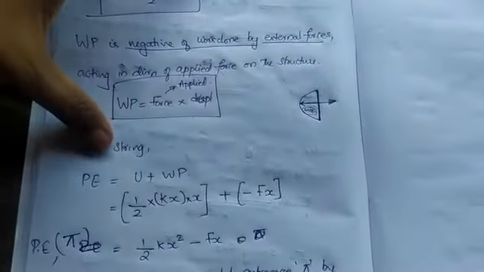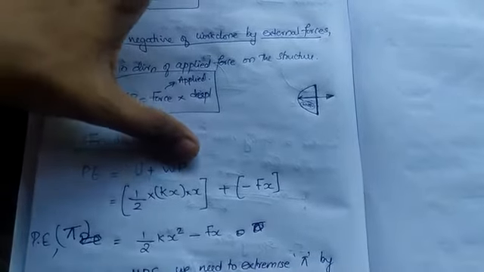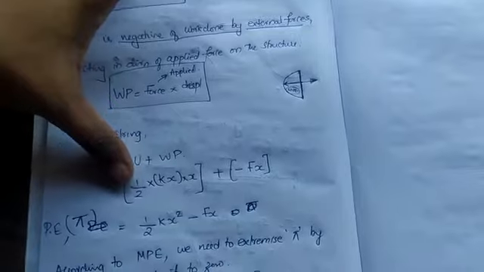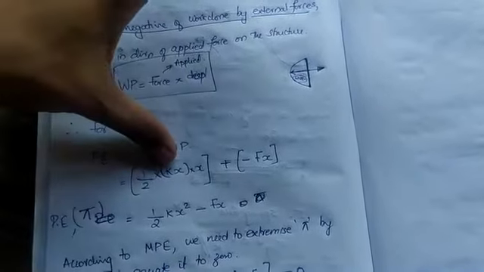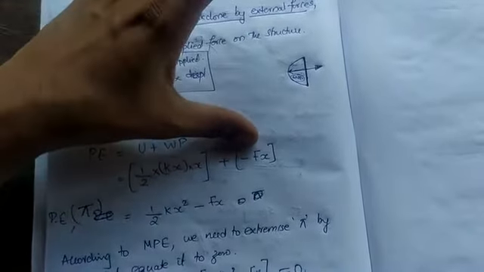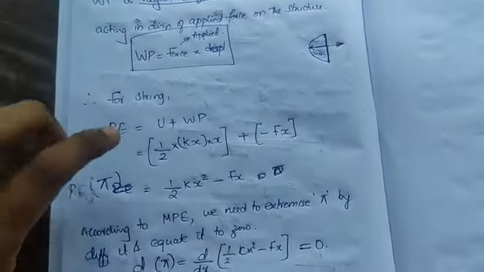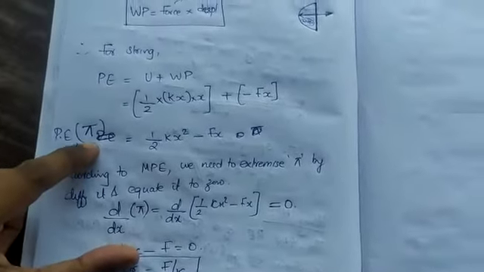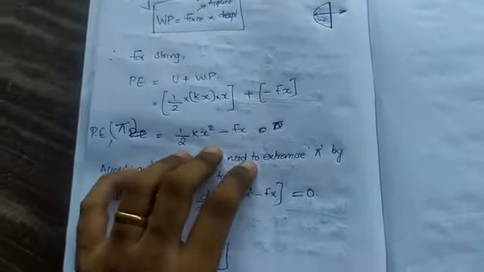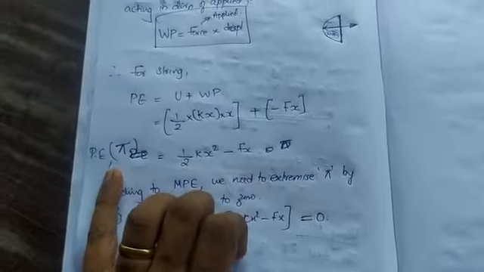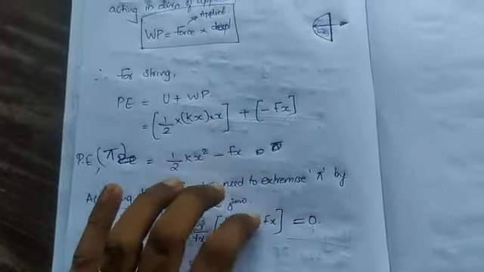So for a spring, the total potential energy is U plus work potential. U is the strain energy, half into spring force kx into x, plus minus the applied force F into x. So the potential energy, represented as pi, is half kx squared minus Fx. According to the theorem, the potential energy should be maximum or minimum so that the system is in equilibrium.